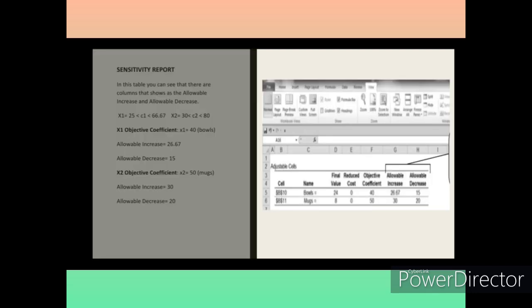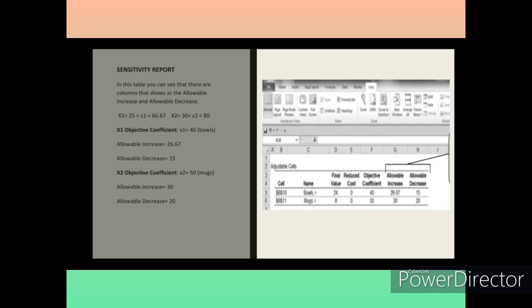In this chart, you can see that there are columns that show the allowable increase and allowable decrease. But before that, we are going to focus on the adjustable or variable cells in the first table. The first information we can get from this table is the final value. This gives us the ultimate solution to our problem. The complete range for the x1 coefficient is 25 ≤ C1 ≤ 66.67. Also, the sensitivity range for the x2 coefficient is 30 ≤ C2 ≤ 80.